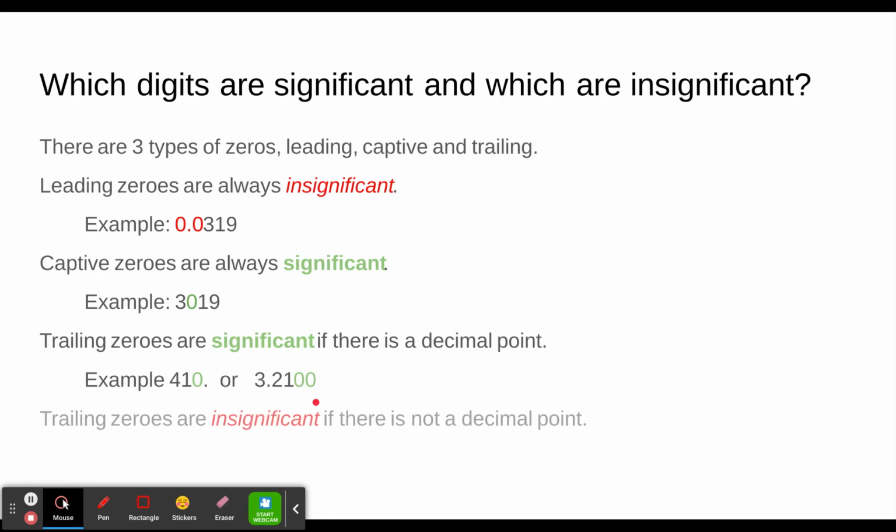Trailing zeros are insignificant if there is not a decimal point. You probably figured that out, right? If they are significant when there's a decimal point, then they're not significant when there's not a decimal point. Okay, so that would look like this. Hey, we already saw that example.